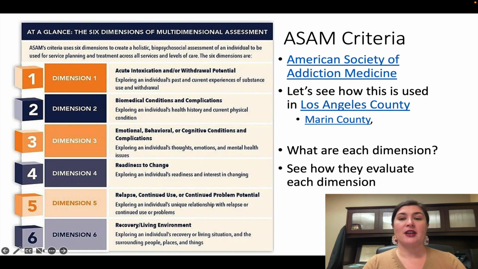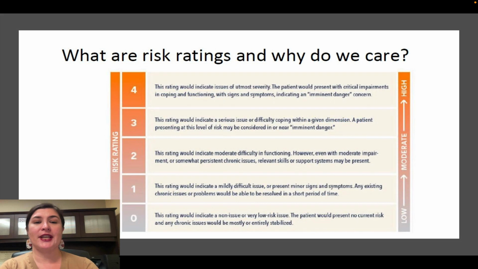As you see in that Los Angeles County assessment, you can see how each dimension is actually evaluated, which gives you more information about the best placement for treatment. We also want to understand what the risk ratings are for the individual. For example, in this risk rating, we go from low to high. 4 being the rating where the client is at their utmost severity and they could possibly have clinical impairments, which means they are possibly even in imminent danger. So we will likely be placing them in a higher level of care.